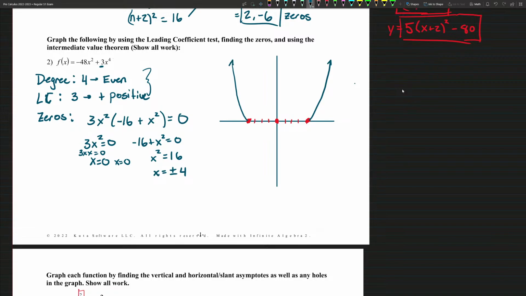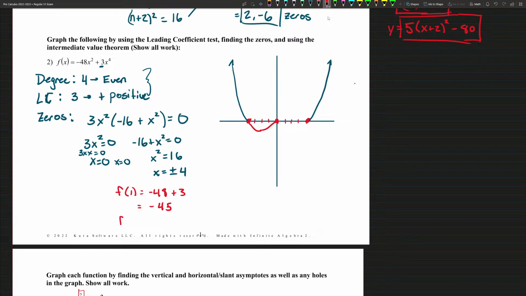Our job is to test between the zeros now, because we need to see what happens in between. So if we test between the zeros, we're going to test something between 0 and negative 4, so let's test 1. That equals negative 48 plus 3. That's negative 45, so it's negative. So we're going to come down below the x-axis, and we're going to come back up to that 0.